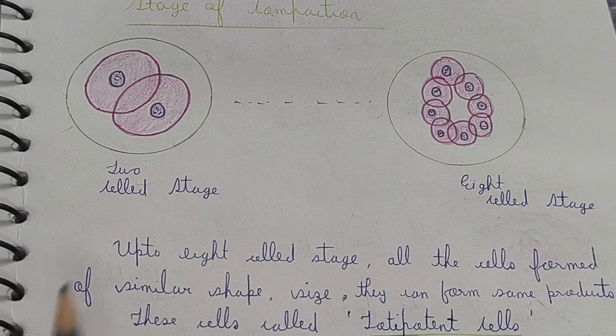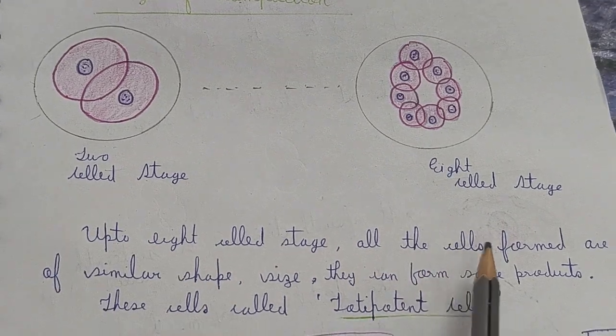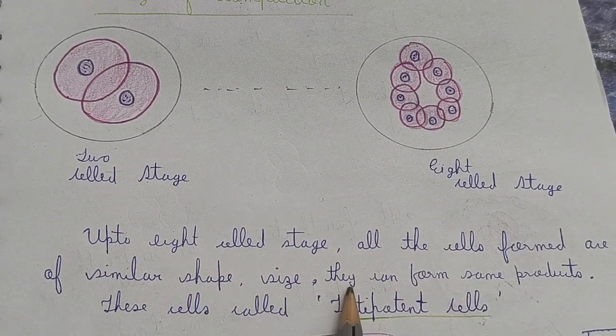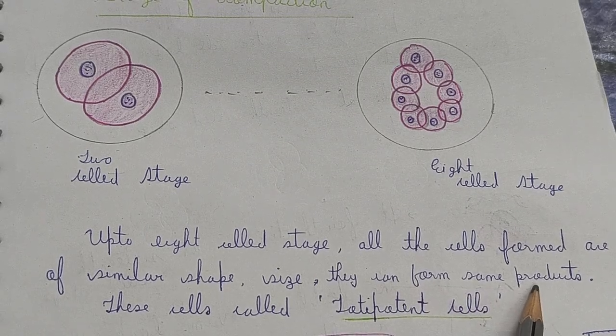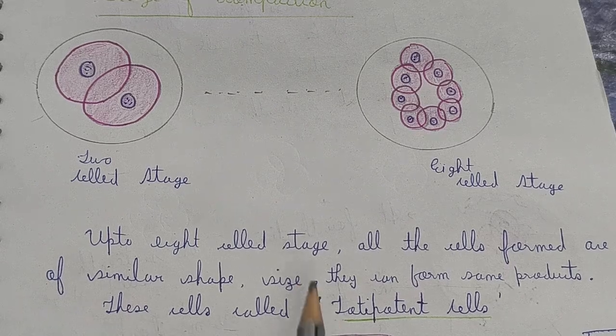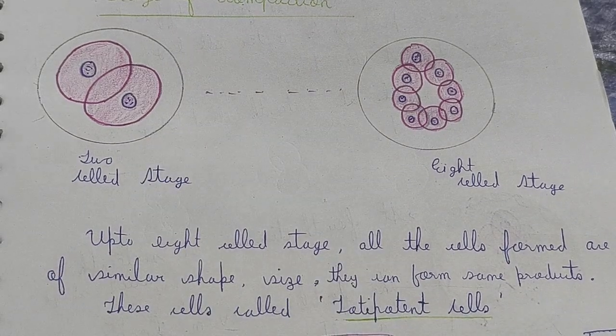So that is what I have written: up to the 8 cell stage, all the cells are of similar shape and size, and they can form the same products, the same derivatives. Therefore these cells are called totipotent cells.